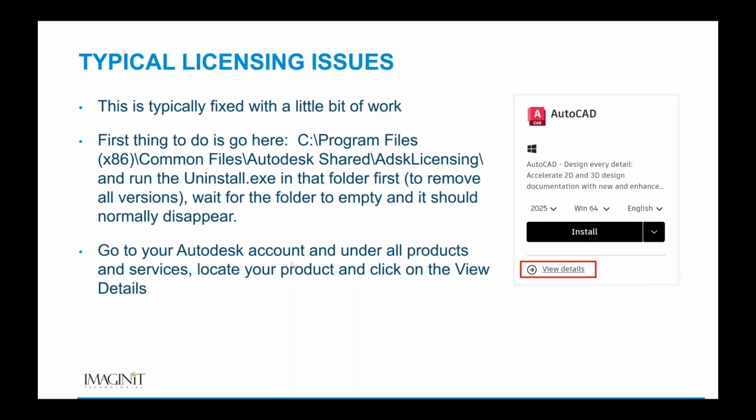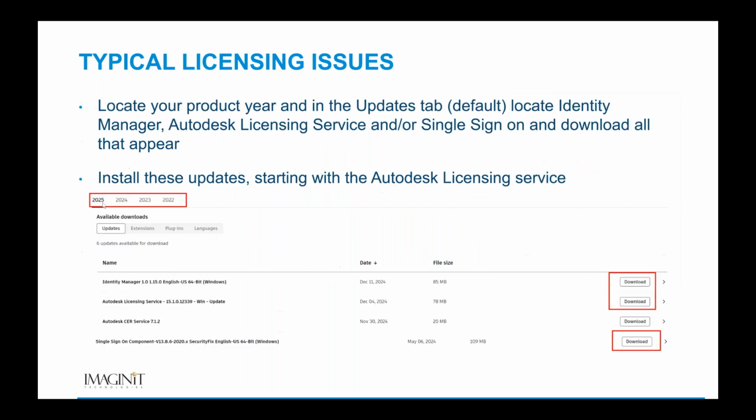So we go to your Autodesk account, under all products and services, locate your product and click on the view details button. In here, locate the particular year of product that you're using. And then you'll click on that. You'll go to updates, and here's where you're going to find your identity manager, which is 24 and 25, your ADSK licensing service or Autodesk licensing service. That'll be for all versions 22 through 25.